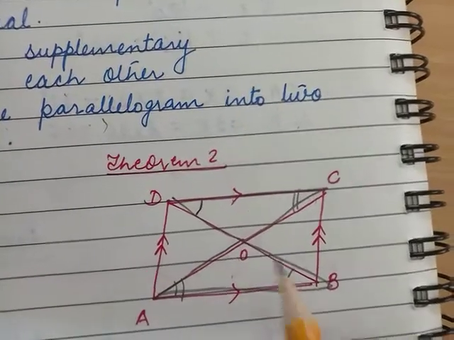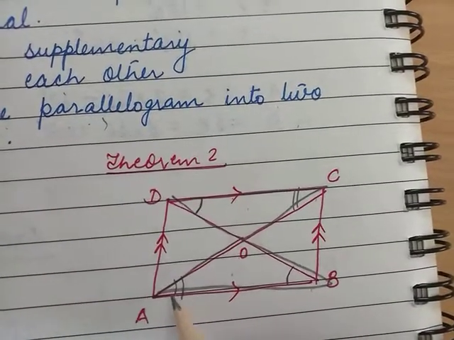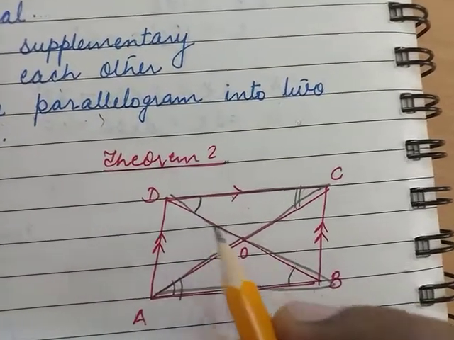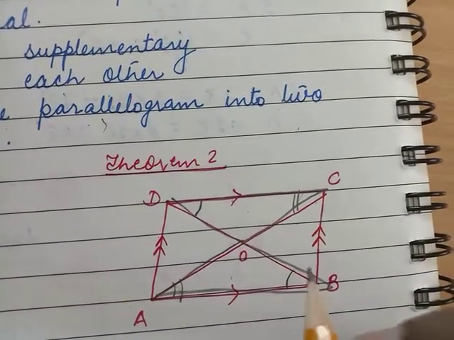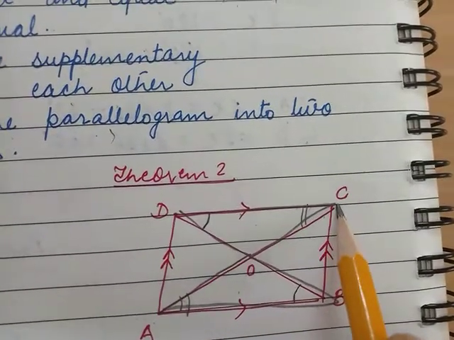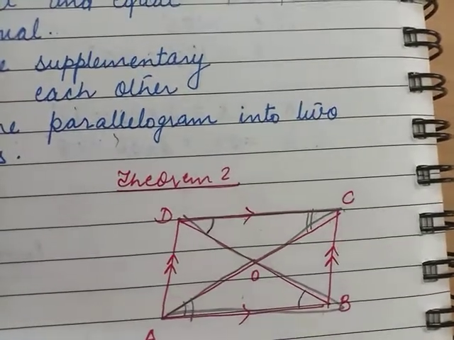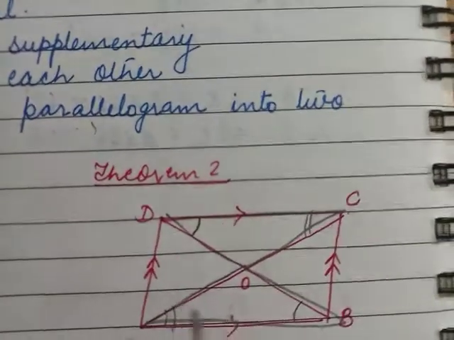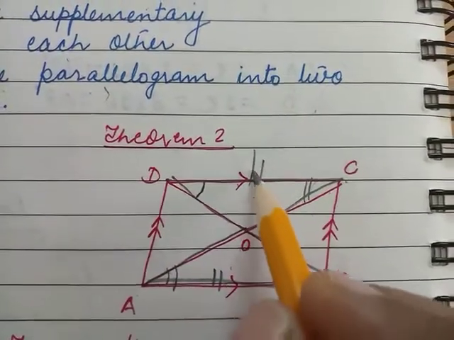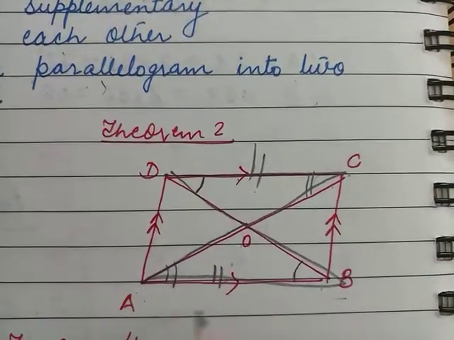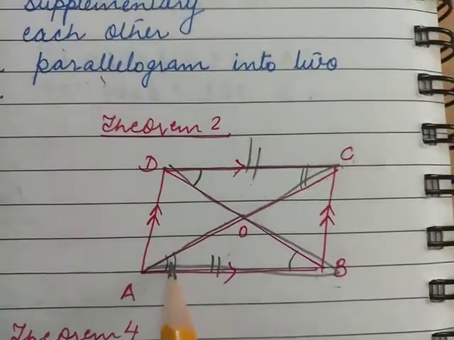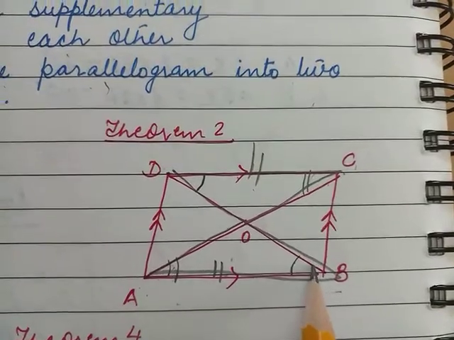In triangle OAB and OCD, angle A is equal to angle C, angle B is equal to angle D. Reason: they are alternate interior angles. And AB is equal to DC, because we know very well that opposite sides of a parallelogram are parallel and equal. Therefore, triangle OAB is congruent to triangle DOC under the condition of angle, side and angle.